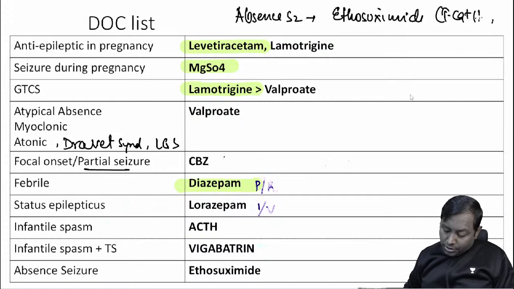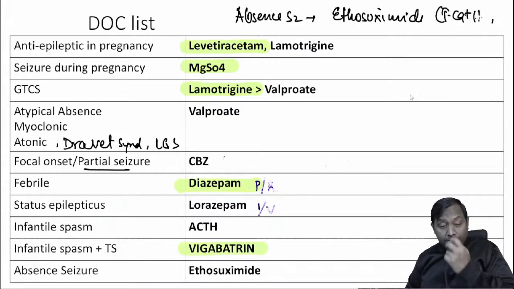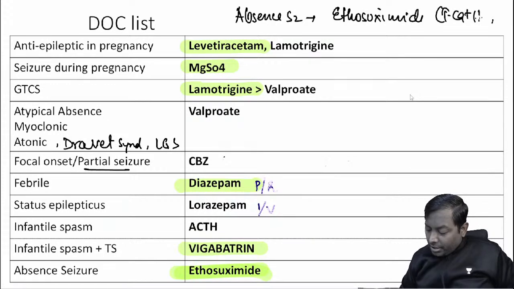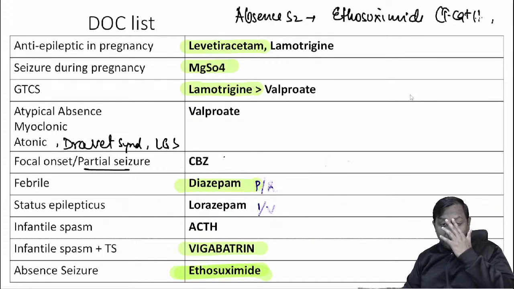That is your ACTH. And vigabatrin will be the drug of choice. Infantile spasm with tuberous sclerosis, absence seizure with ethosuximide. I think it's given here already. Important drugs of choice in different types of seizure I have given you already.